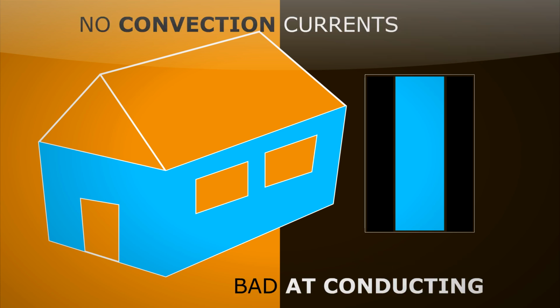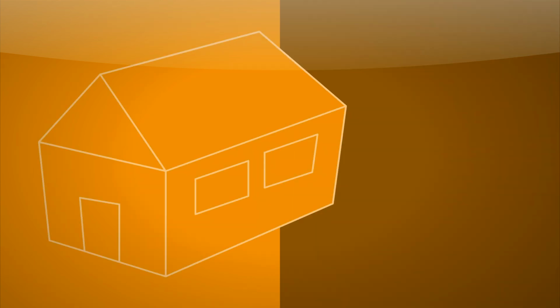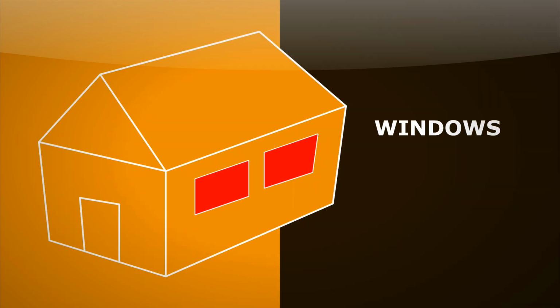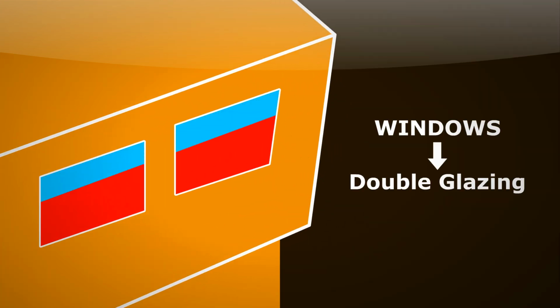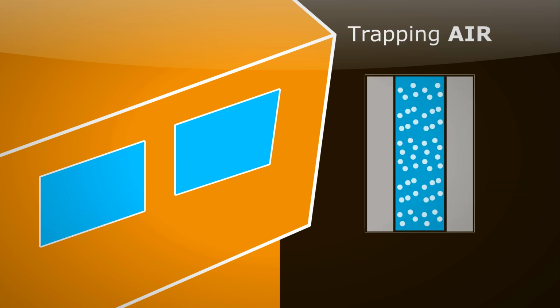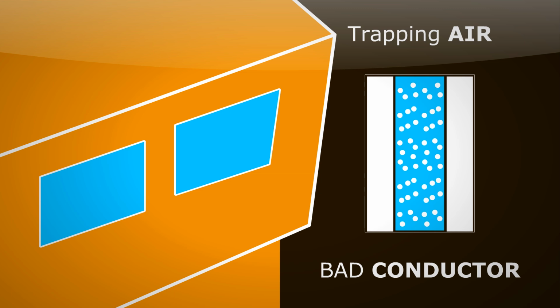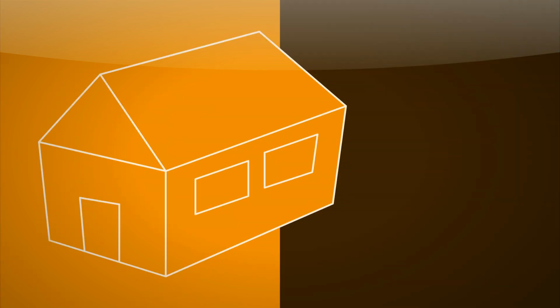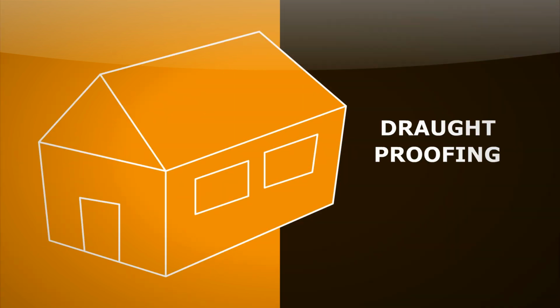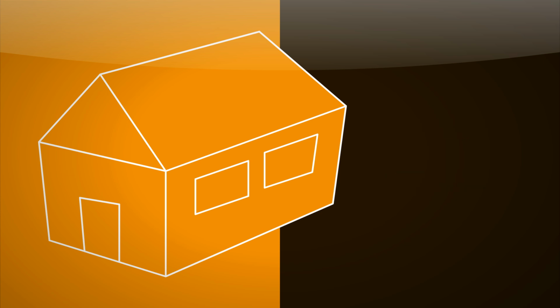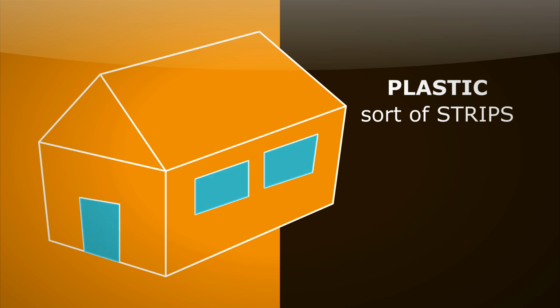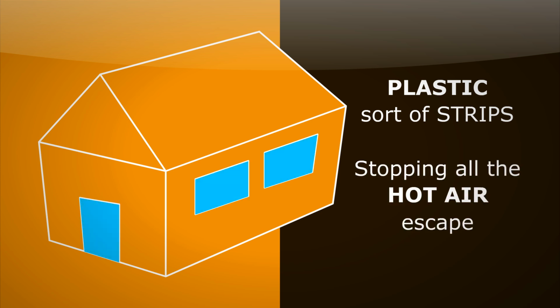Another thing you could do, look at all that heat going straight out your windows. Pop in some double glazing. Again, the way this works, trapping air between two panes of glass, a really, really bad conductor. One of the last things you could do is put in some draft proofing, the cheapest way to reduce your energy losses. All you do is put some plastic strips around your windows and doors, stopping all the hot air escaping.